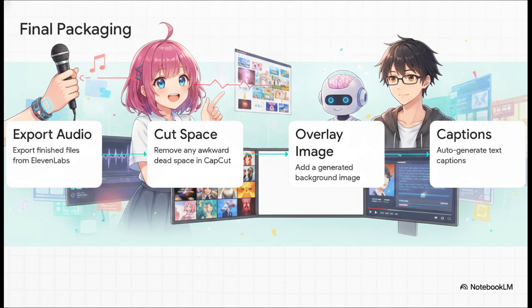Once that audio track is sequenced and ready to go, the final packaging is seriously a walk in the park. First, you just export that finished audio into a basic editor, something like CapCut. Snip out any awkward dead space. Then you generate a clean, relevant background image using an AI tool like Whisk or even ChatGPT, and you just drag that static image so it stretches across your entire audio track. Finally, hit the button to auto-generate your text captions, and that's it. In 4 straightforward steps, you've got a polished, fully monetizable explainer that is totally ready to be published.